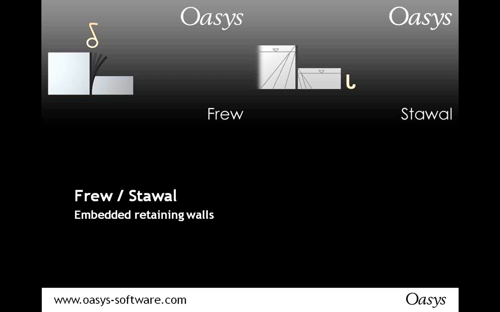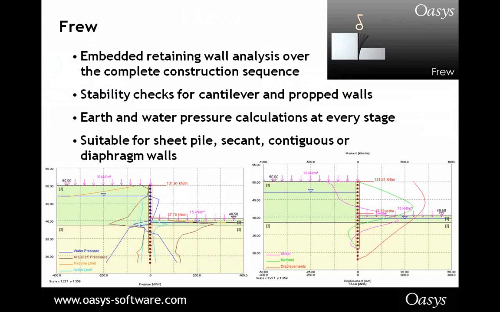One was stability, one was overall analysis. We've now combined these two into the one program. So we now just have Frew, and Frew does both stability checks on the wall, and the whole construction stage analysis for deflections and beam modes and so on. And it is suitable for any type of embedded or propped retaining wall problem.